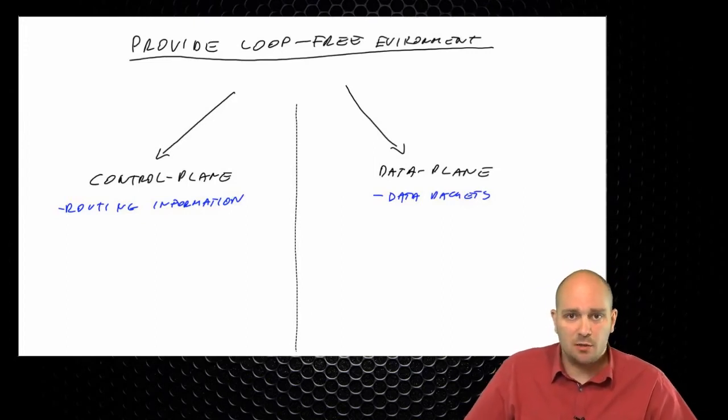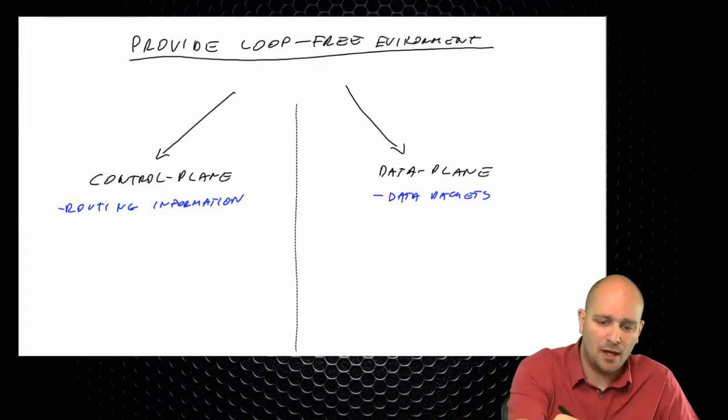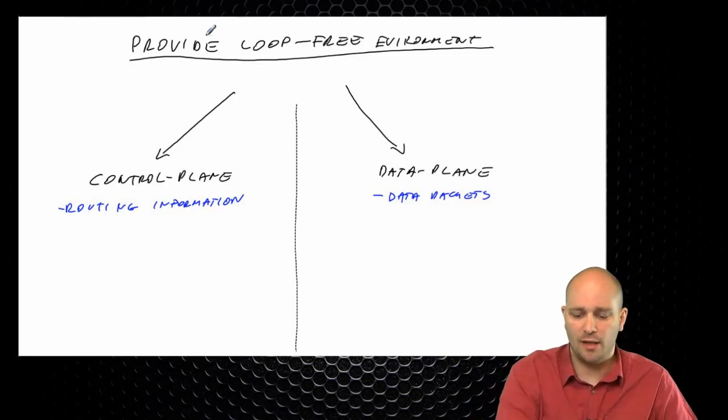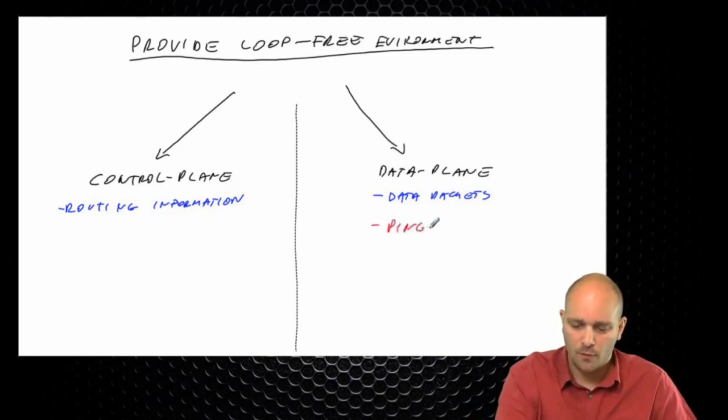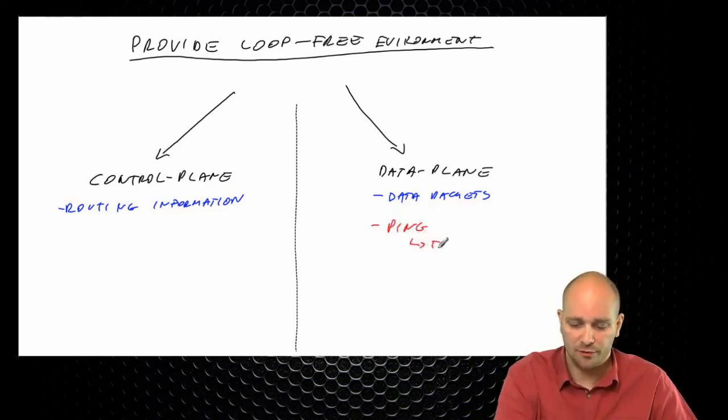Now, some of these loops can be detected easily, and some less easily. The best way to detect data plane loops is to run ping and see if everything is reachable. If something is not reachable, run traceroute.